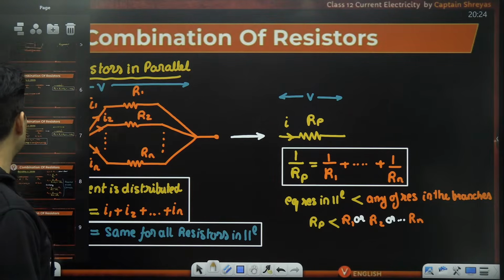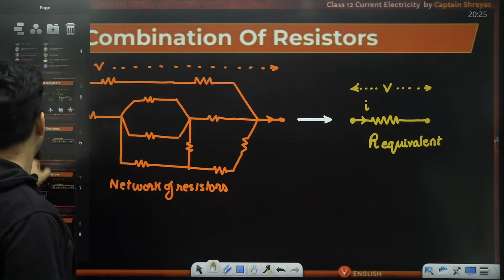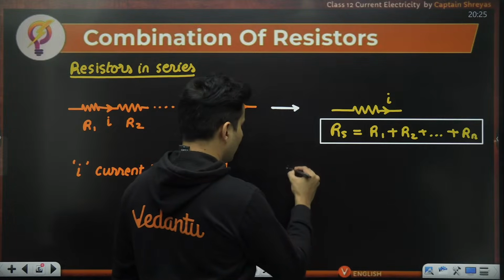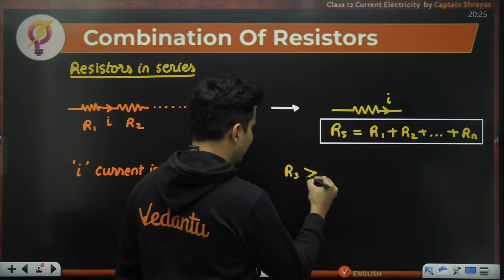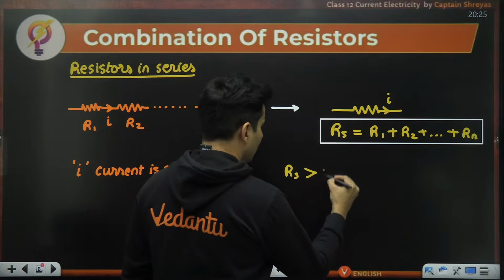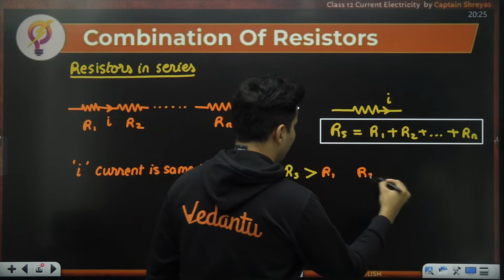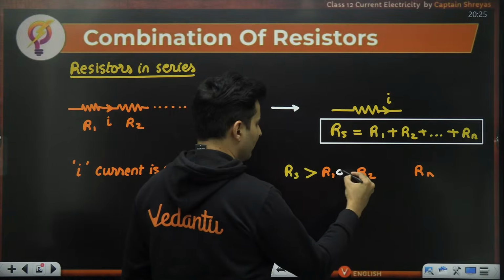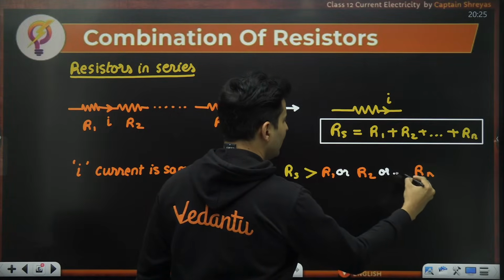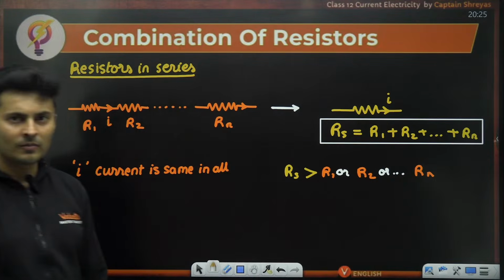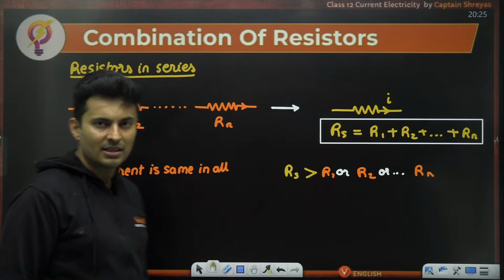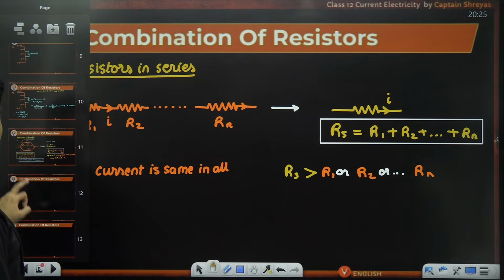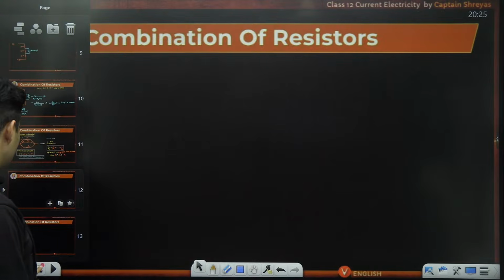But for series, that is not the case. As you can see right over here, the final resistance is definitely more than either R1 or R2 or even Rn, because you're adding all the resistors. So definitely it will be more than each of those resistances. Okay, that is for series. But for parallel, it is lesser than that. We can take a few examples to make you understand these things.